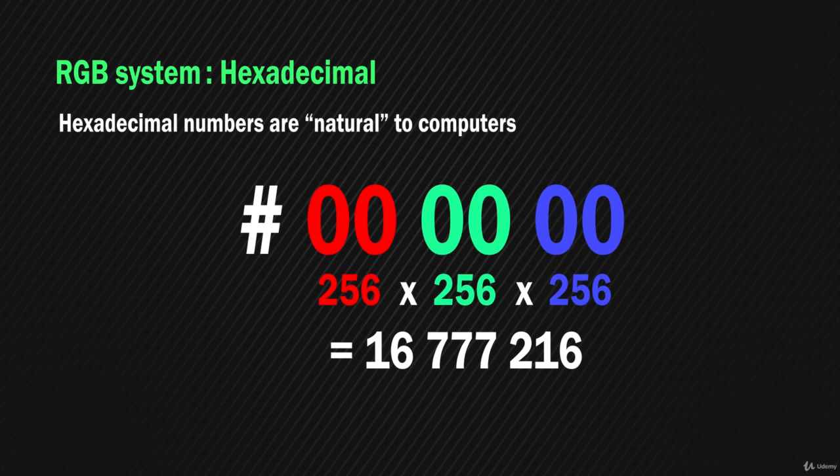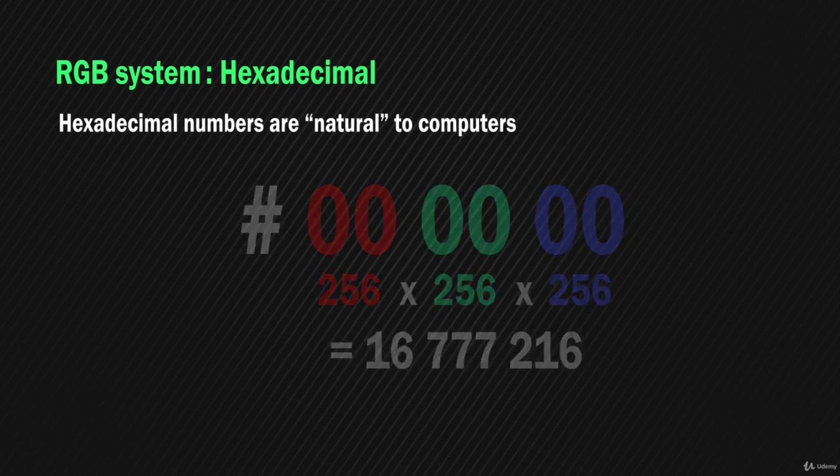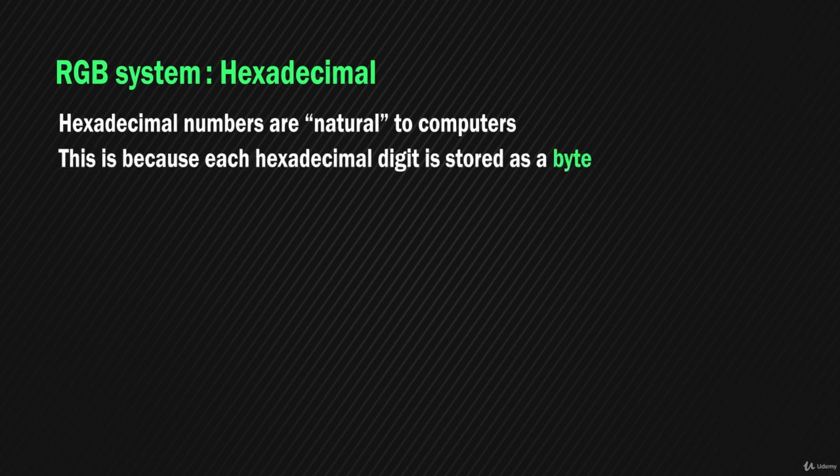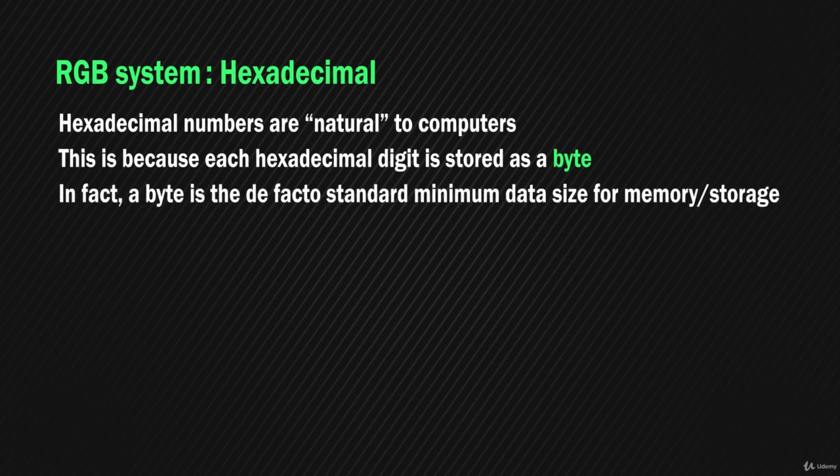It's really fascinating. So to get back to my logic here, my statement that hexadecimal numbers are natural to computers. Why is it natural to computers? Well, simply because each hexadecimal digit, so you know the red and the green and the blue, those can be stored as 1 byte. And bytes are very convenient when it comes to the computer world. It can hold one ASCII character, and just as importantly, a byte is the de facto standard minimum data size for memory storage. And FYI, it's also the minimum size of CPU and other peripheral registers.